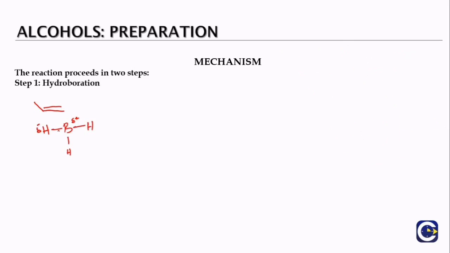The alkene is the nucleophile, and this boron hydride in this case is the electrophile. This is nucleophile, this is electrophile. When they interact, what is going to happen? A small positive charge will arise on this carbon, because these pi electrons are going to shift towards this boron, and a small negative charge is going to develop on this carbon.